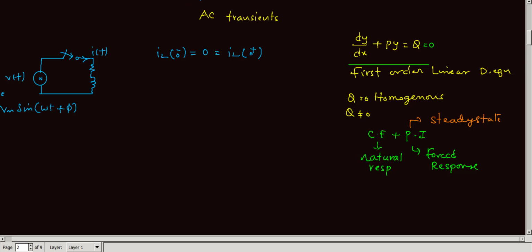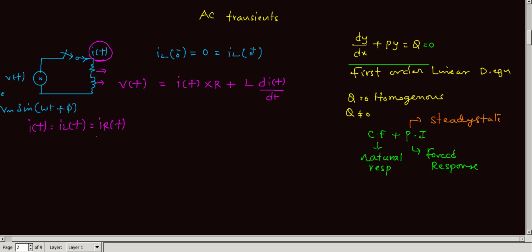Let me apply KVL here. v(t) = i(t)R + L di(t)/dt. The current is the same through the resistance and inductance, because it is a series circuit. Whatever current flows through the resistance also flows through the inductor. So I can take i(t) as the current through the inductor and the current through the resistor.